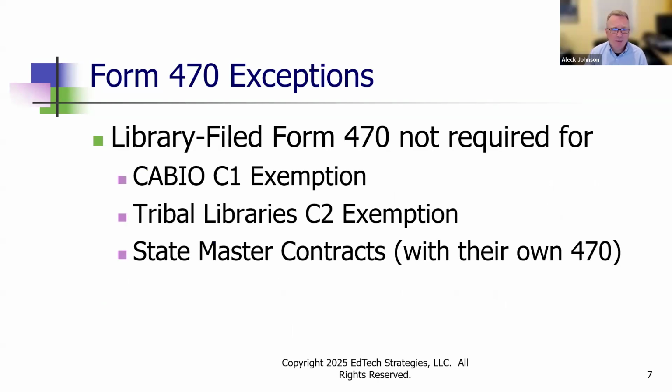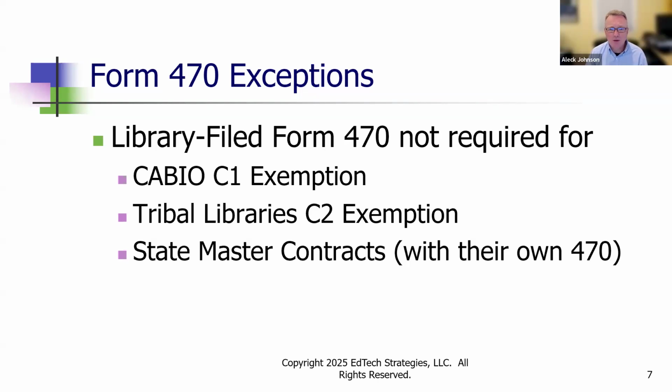We talked in more detail about the exceptions during the last presentation, but I just want to remind you there are 3 exceptions for when a library does not need to file a Form 470 under the E-rate program in Massachusetts. The first is the CABIO Category 1 exemption, which is the commercially available broadband internet offering. Remember, that is when you have a service that provides at least 100 megabits per second download and costs less than $3,600 a year in total.